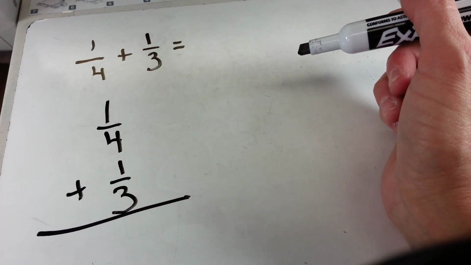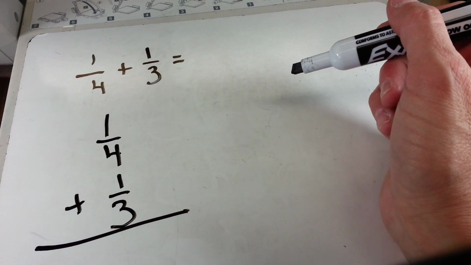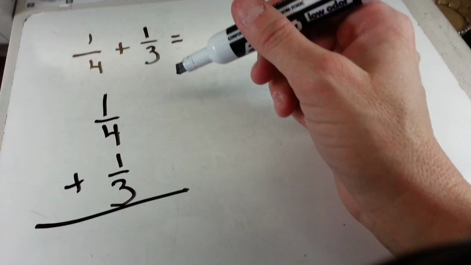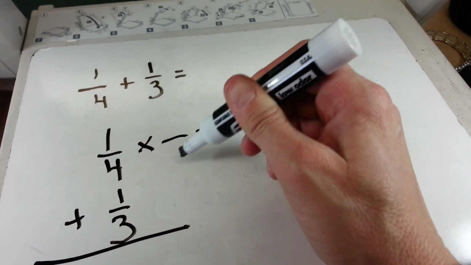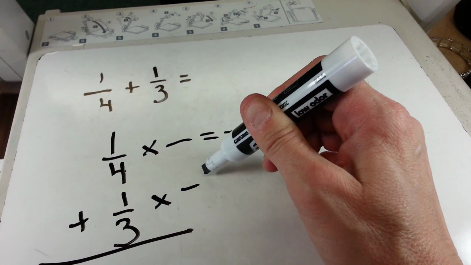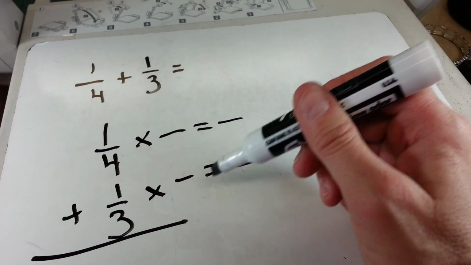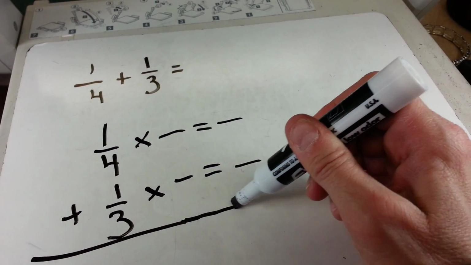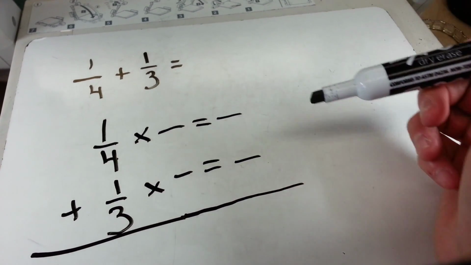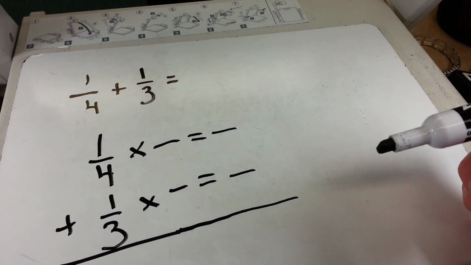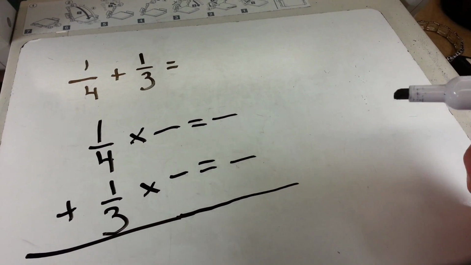Then I taught the students that we are going to use a chant, and we will do times blank equals blank times blank equals blank. And this is just important for them to see that they have to find a common denominator on the bottom. Well, how do we do that?